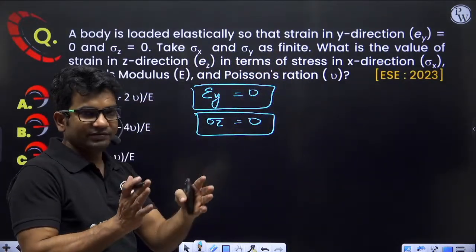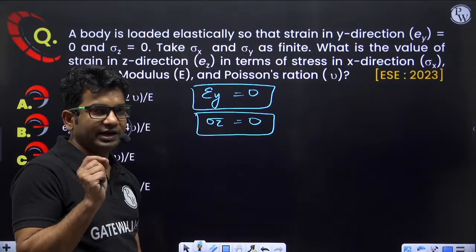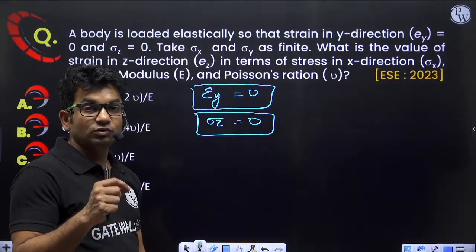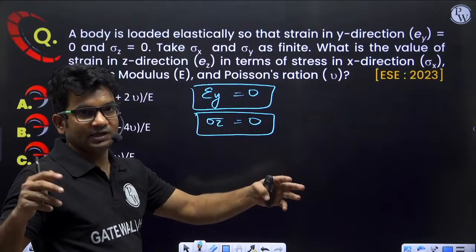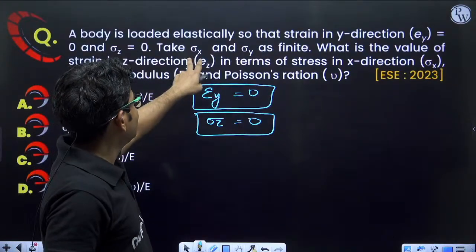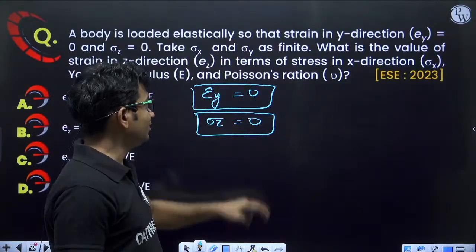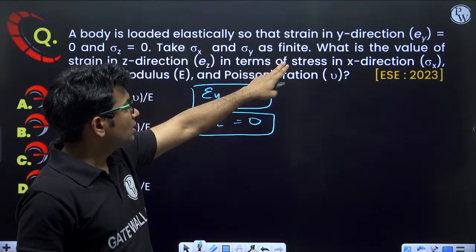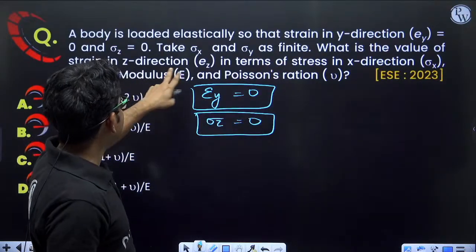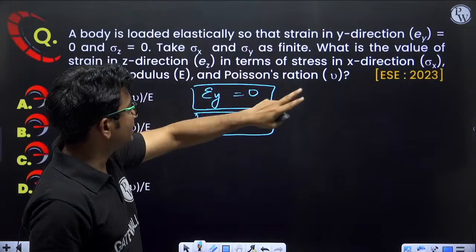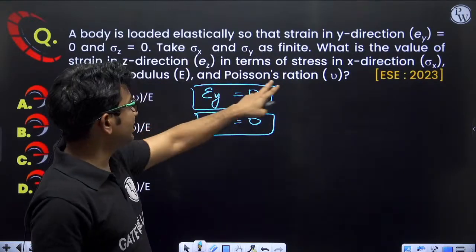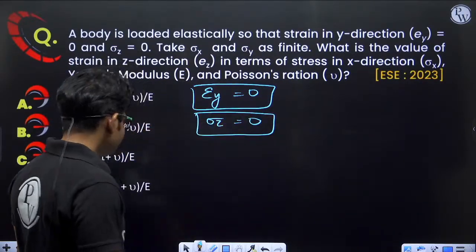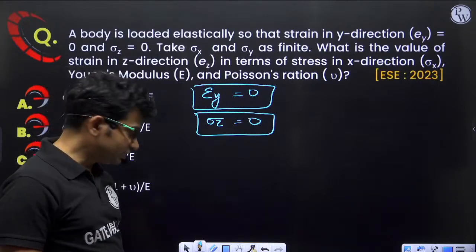that it has some definite value. It is not very, very small that it can be ignored, and also it is not very large that it becomes infinite. So it has some definite finite value that can be measured. What is the value of strain in z direction in terms of stress in x direction, Young's modulus E and Poisson's ratio mu? Now here we will use generalized Hooke's law.